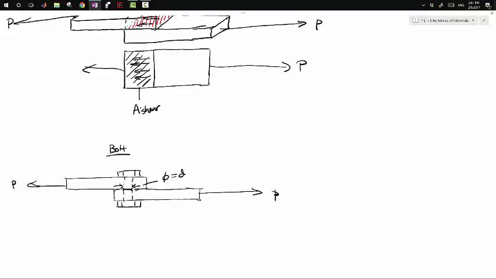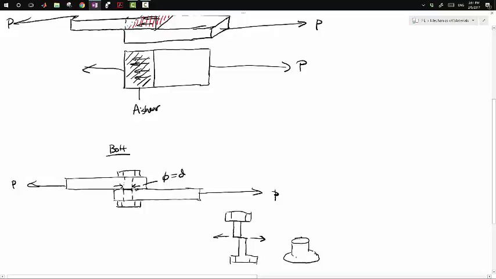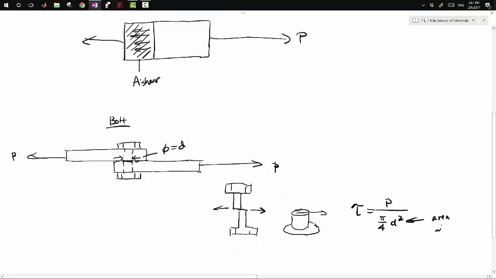So if we just look at this bolt, it's going to shear in this manner. This is going this way, this is going this way. Again, consistent with our definition above, if this is the cross section of the bolt, the force is parallel to the surface. That's why this is notated as shear stress. And the shear will be the load divided by the cross-sectional area, which in this case would be pi over 4 times d squared, because this is our area of a circle.